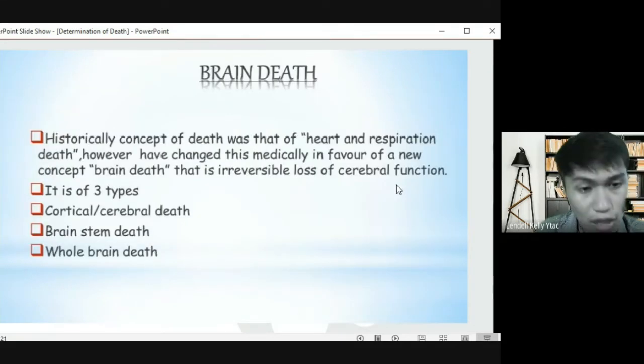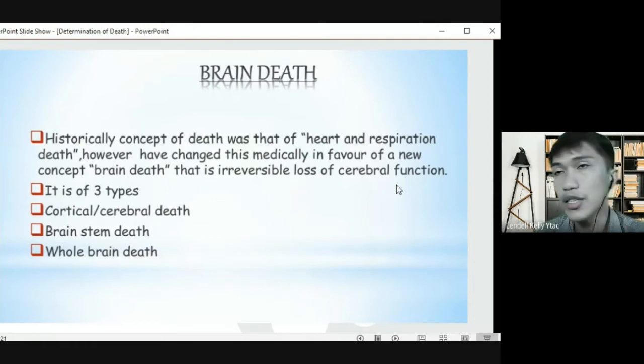So let's talk about the other side of this discussion. Let's talk about brain death. So how could we determine brain death?